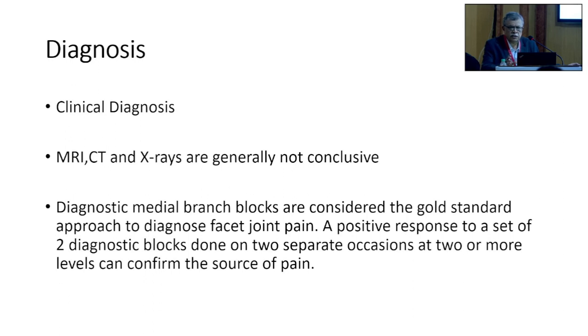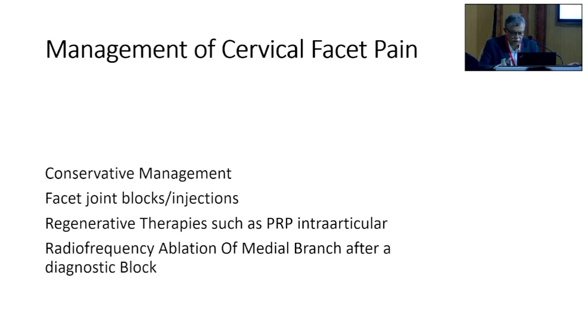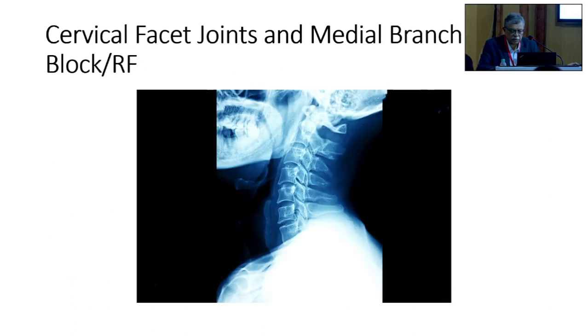A simple test, I think tomorrow maybe we'll try to show you live, and you have to do 2 diagnostic blocks at different intervals in order to go for a radio frequency ablation, and if both the 2 diagnostic blocks are positive, then you go for a radio frequency ablation. We are now even doing regenerative therapies. So if it's like a spondyloarthropathy, you can inject PRP solution into the facet joint, which is a regenerative therapy and really can help these patients.